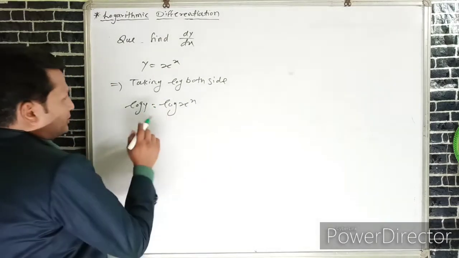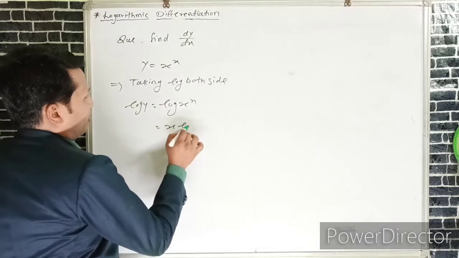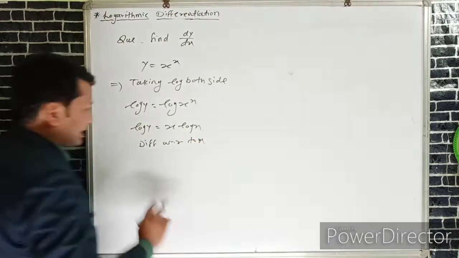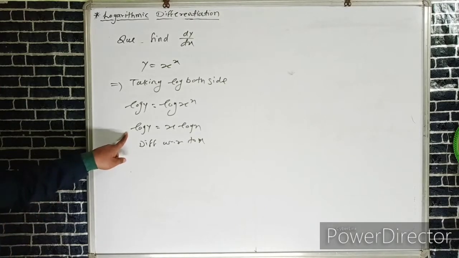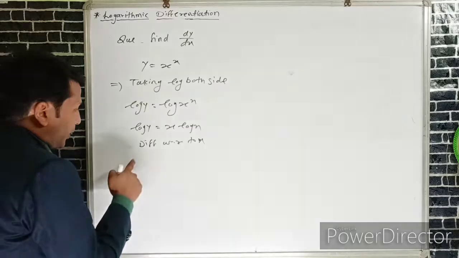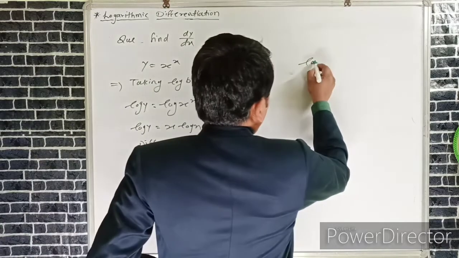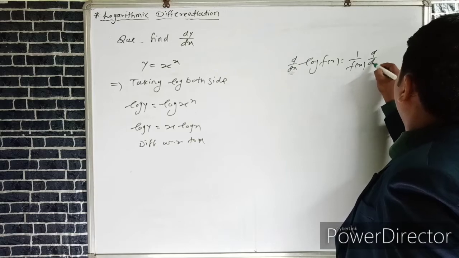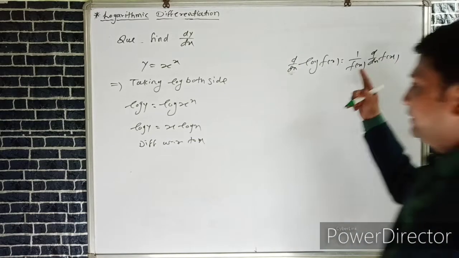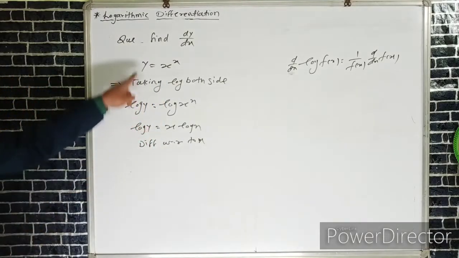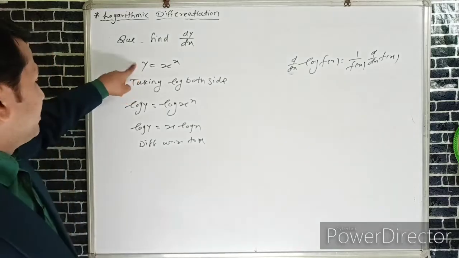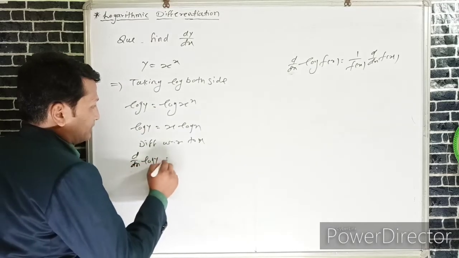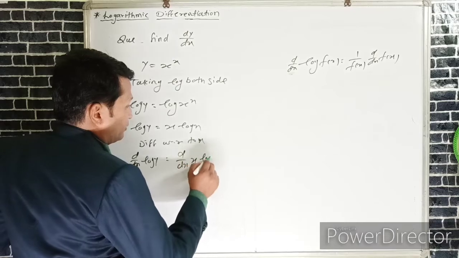We can write this as x log of x, which equals log of y. After differentiating with respect to x, we write the derivative of log y. We know the derivative of log of f(x) is 1 upon f(x) into the derivative of f(x). Similarly, we apply it here; y is not a constant function because y is a differentiable function. So we find the derivative of x log x.